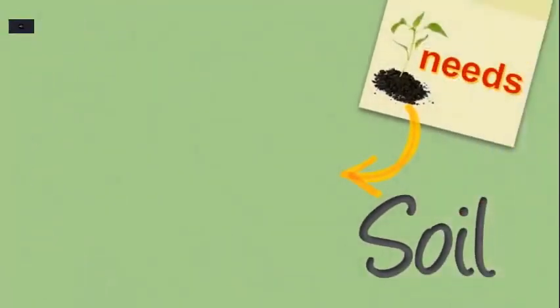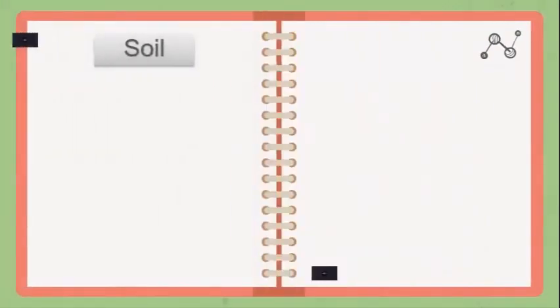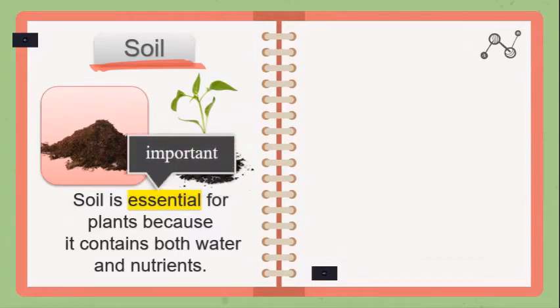Let's talk about soil. A plant needs soil. Soil is essential for plants because it contains both water and nutrients. Look at the highlighted word. We have here the word essential. Essential meaning important. So the soil is very important for the plant to grow.